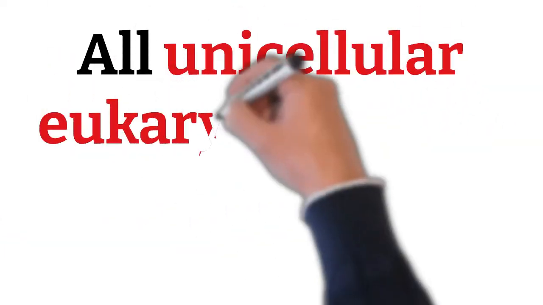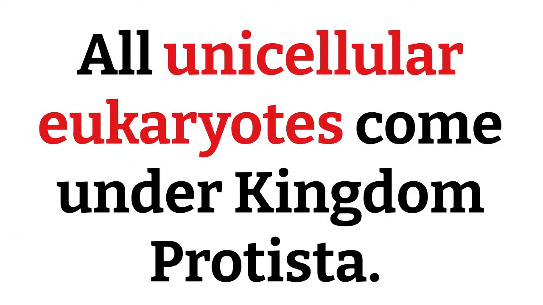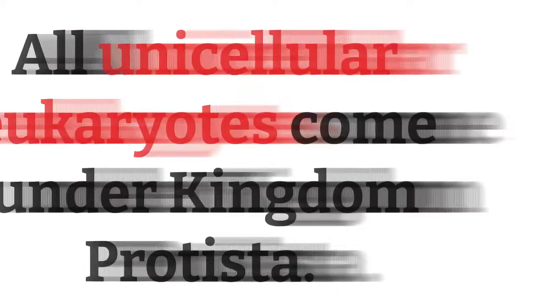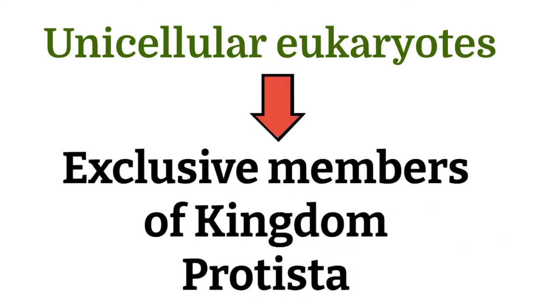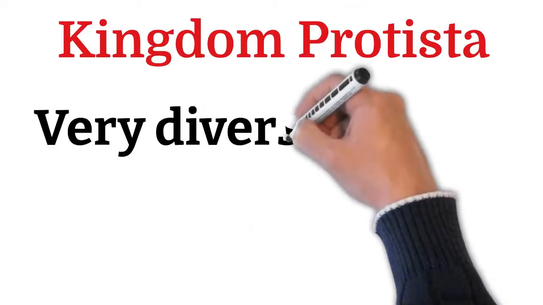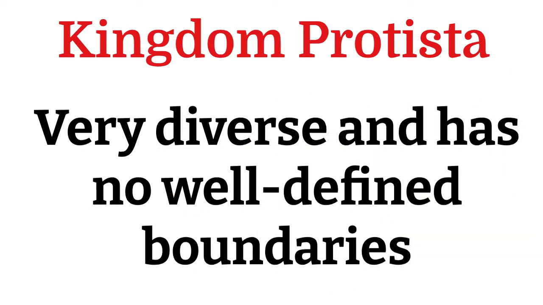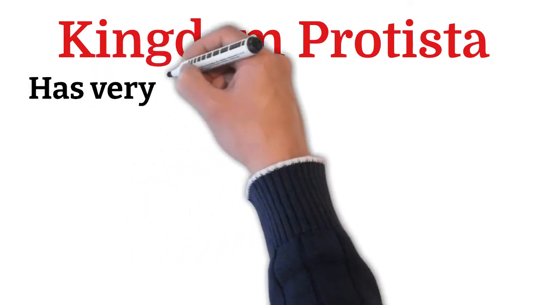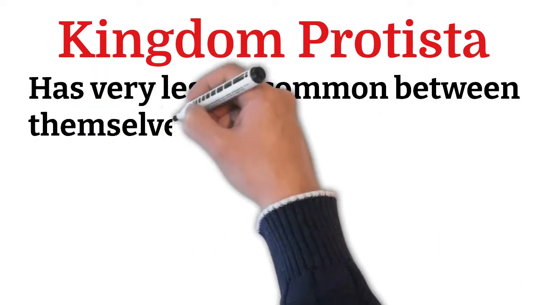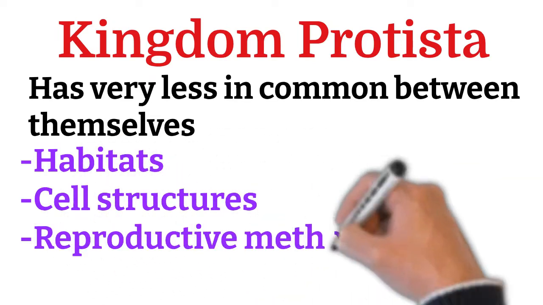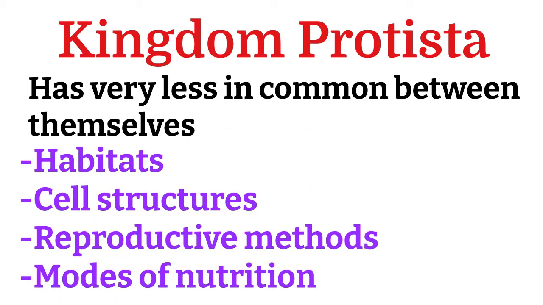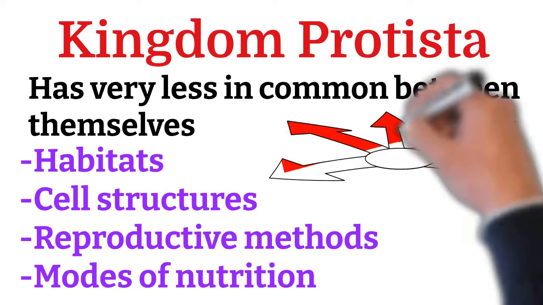All unicellular eukaryotes come under Kingdom Protista. But it does not mean that they are the exclusive members of this kingdom. Kingdom Protista is very diverse and has no well-defined boundaries. Members of Kingdom Protista have very little in common between themselves, whether it is their habitats, cell structures, reproductive methods, or modes of nutrition. They vary greatly.